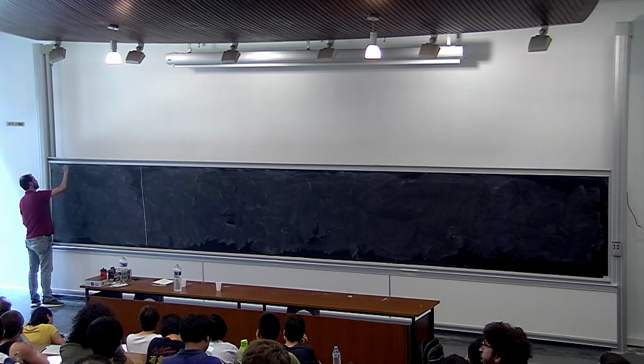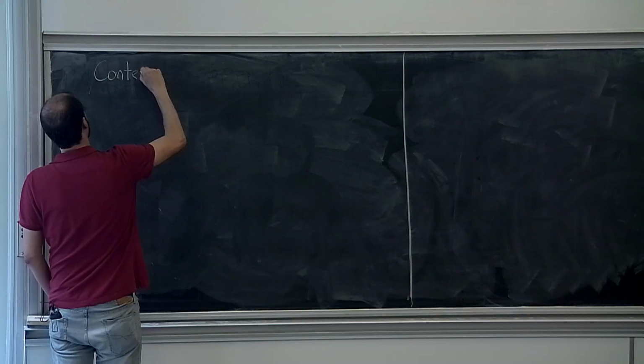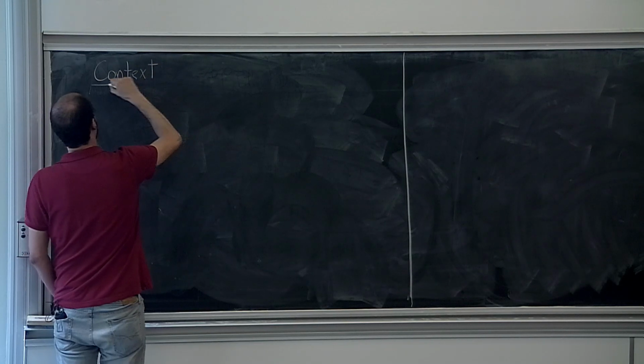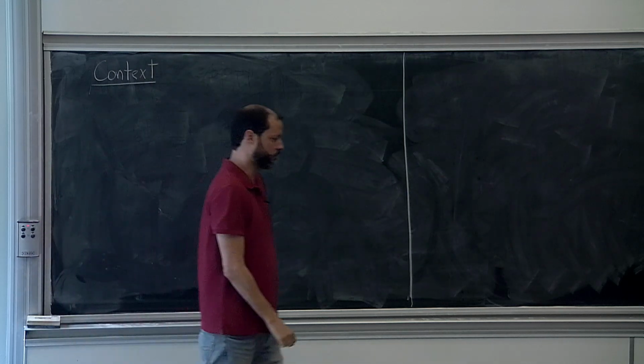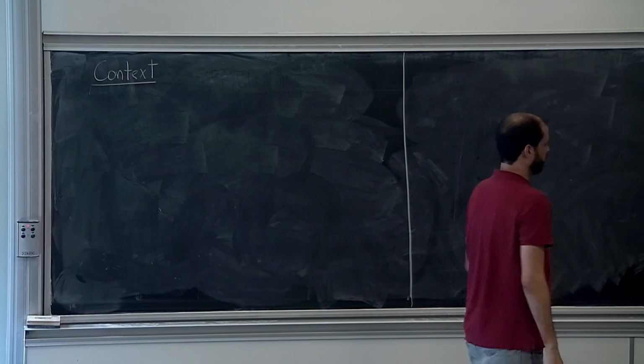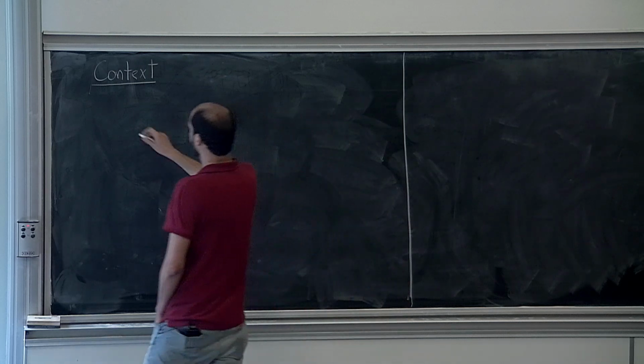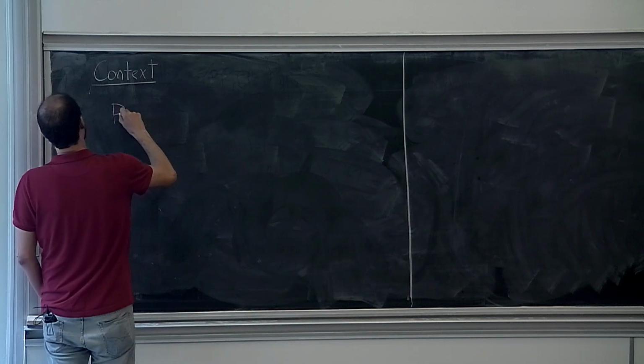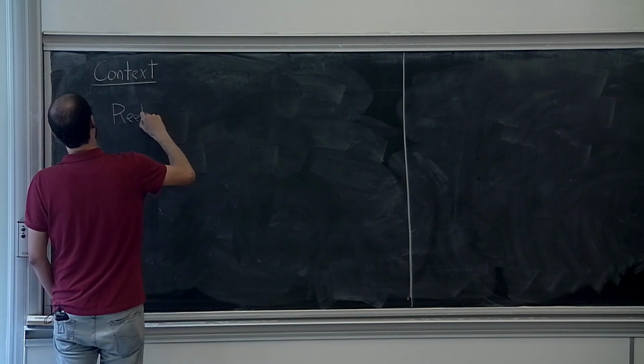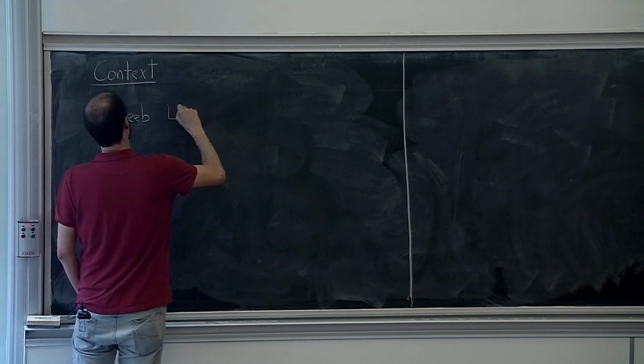For the first few minutes, I will recall two foundational results of foliation theory due to Georges Reeb. The first one is Reeb local stability.